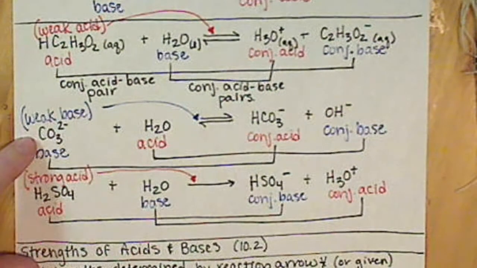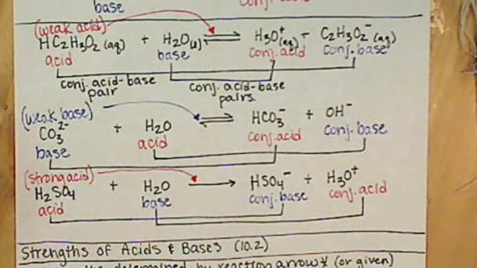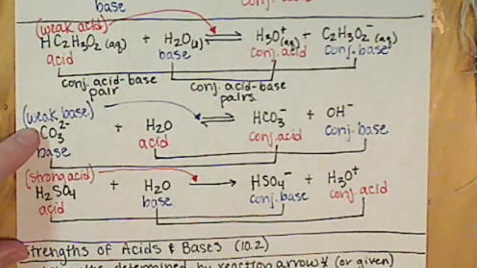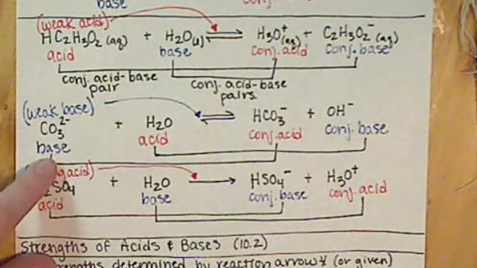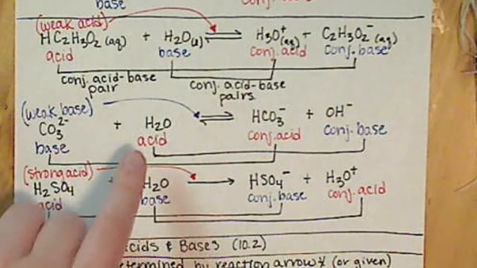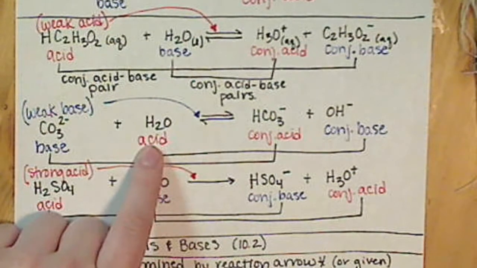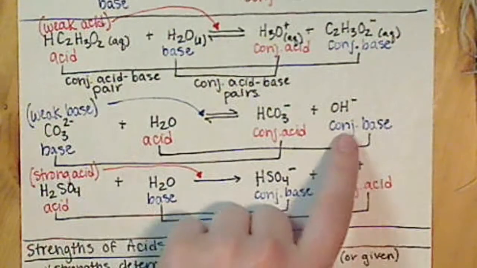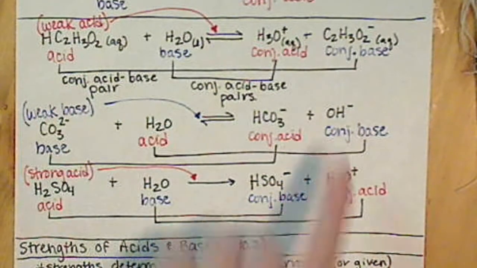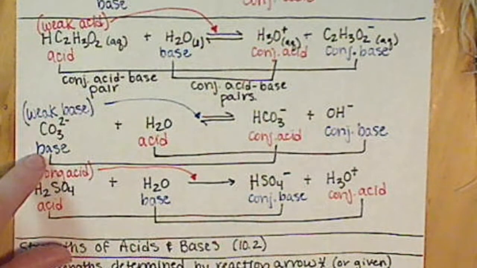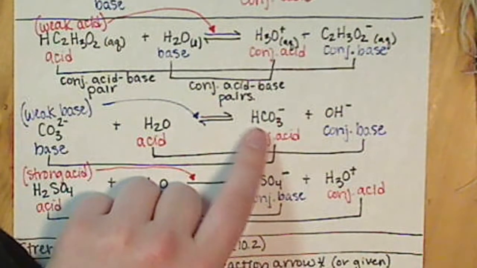Next example, we looked at the carbonate ion. This is going to act as a base. It can't be an acid because it doesn't have a proton out in front. If it doesn't have a proton to donate, then it can't be an acid. Since we have a base here, that's going to force water to be an acid. So water is going to donate a proton to form the conjugate base of the hydroxide ion. Then our base is going to accept the proton to form the conjugate acid, which is HCO3 minus.